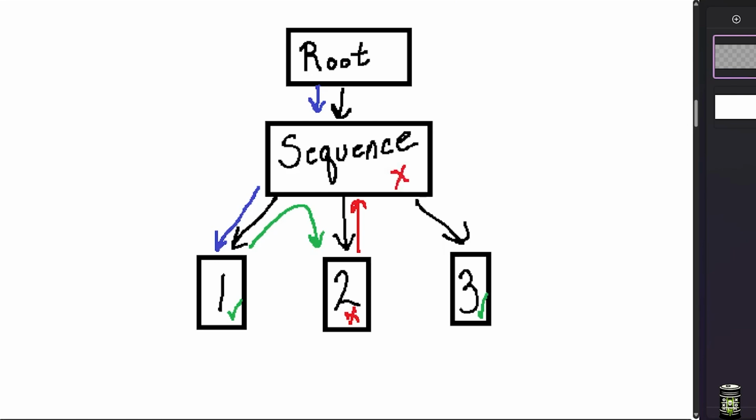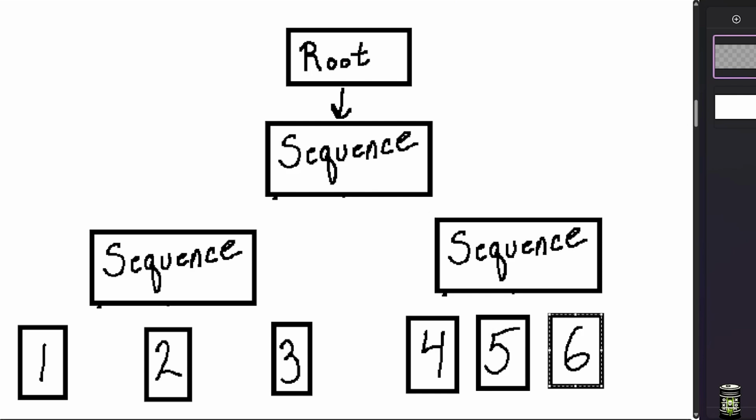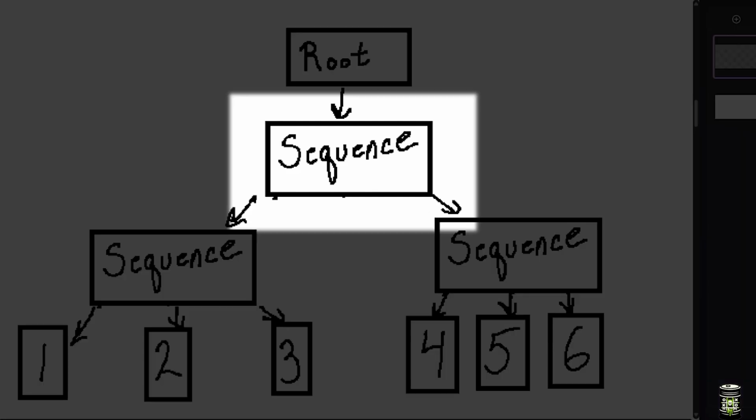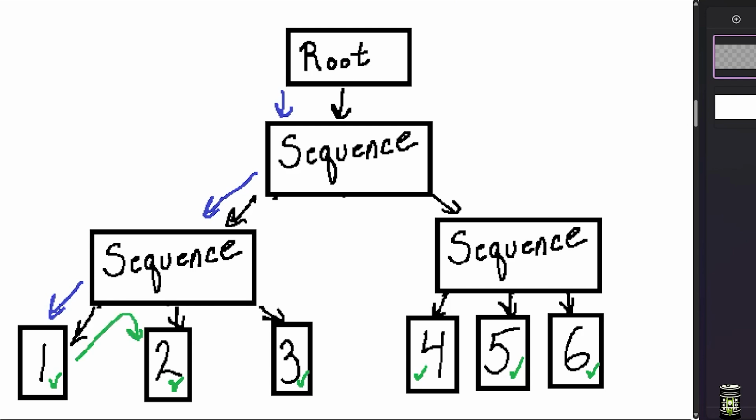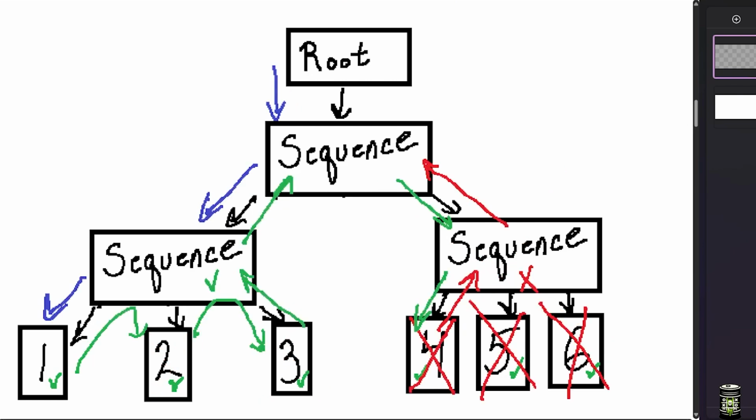This causes the sequence node to fail instantly and not run task 3 at all. Let's say the sequence node has 2 sequence nodes beneath it, each with 3 tasks. If each sequence passes, all the tasks will be performed. Now let's say that task 2 fails. Again, task 3 won't run. Since the sequence node it's attached to now fails, it won't run the other nodes either. If task 4 fails, everything after that fails also.